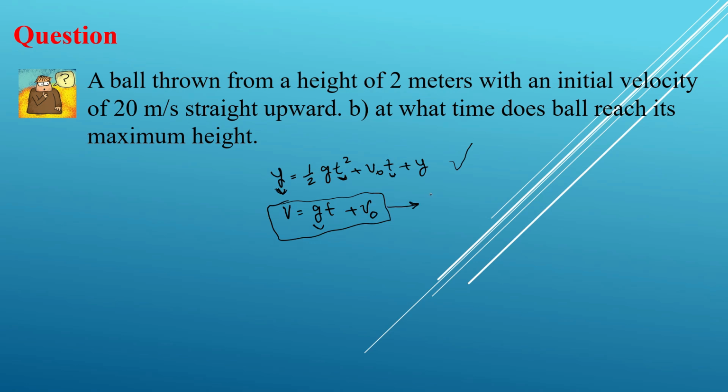So I have V, which is going to be 0, g is 10, t plus v naught, which is 20, right? And then minus 10t equals minus 20, and then t is going to be 2 seconds, right? That's the unit. Now let's look at the last part.